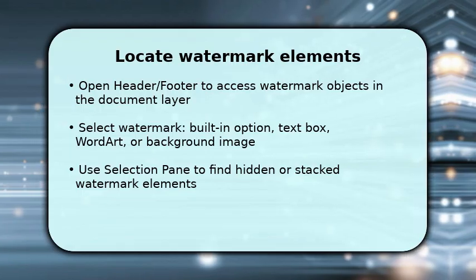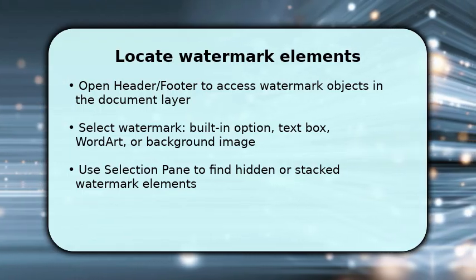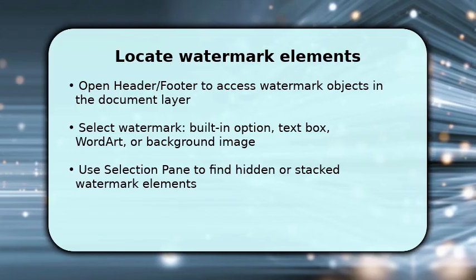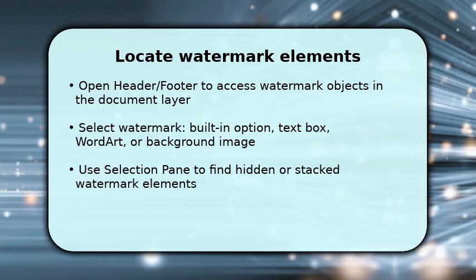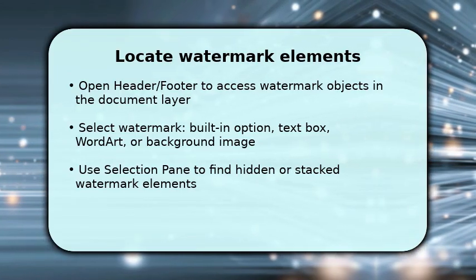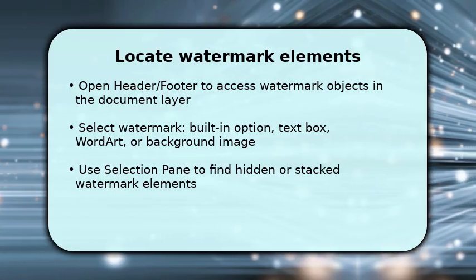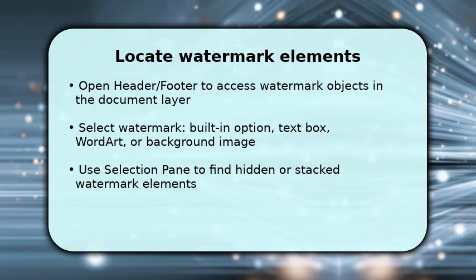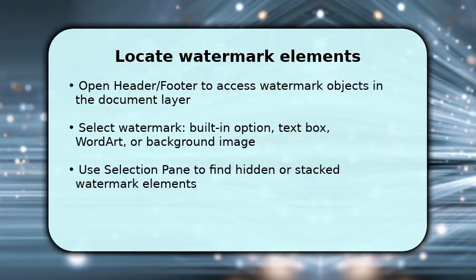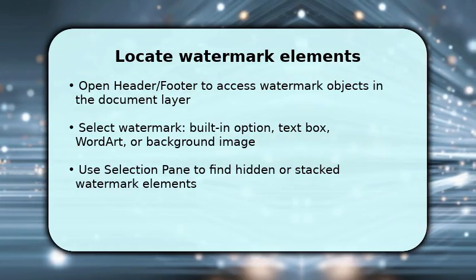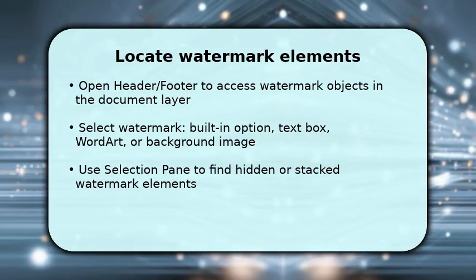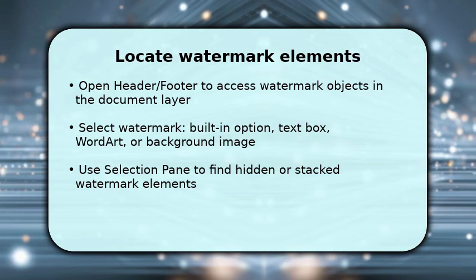Once visible, click the watermark object. It might be a built-in watermark, a text box, word art, or an image set as page background. If objects are hard to select, open the selection pane from the Home or Layout ribbon to identify and select stacked or hidden items. After selection, you can inspect formatting to understand whether it repeats on all sections or just specific pages.